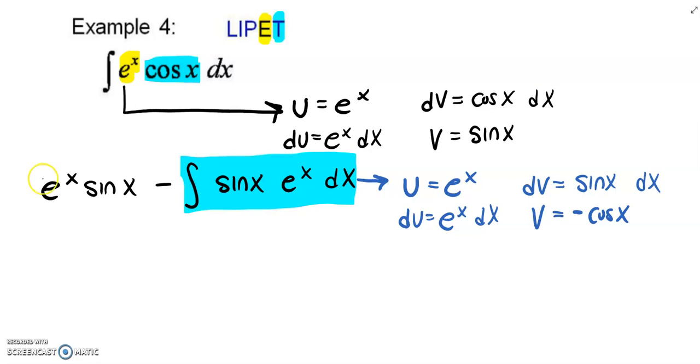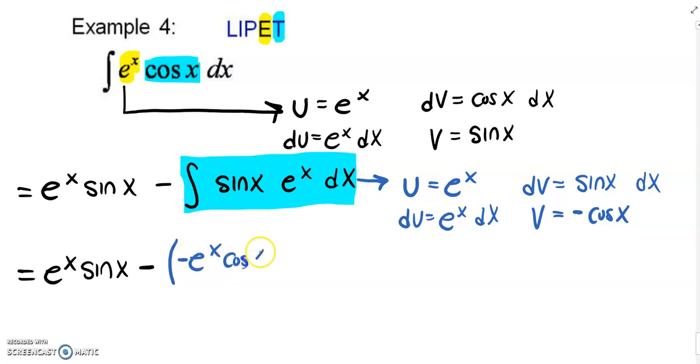And so let's set up our integration by parts and see where we get to. e to the x, sine of x, minus, and we'll switch over to blue, uv, I'm going to throw the negative sign right there instead, minus the integral of v du.